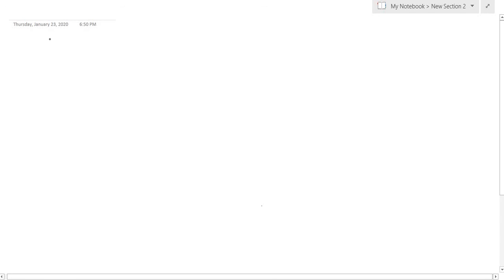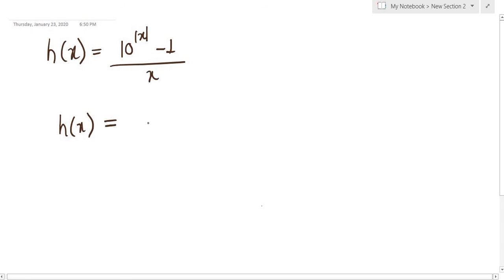So the last example for the day, let h of x equal to 10 raised to the absolute value of x minus 1 all over x. So now when we have this, this sign depends on what value of x. If x is less than 0, it will be a negative. So the best way is to convert this into a piecewise function like we did before.